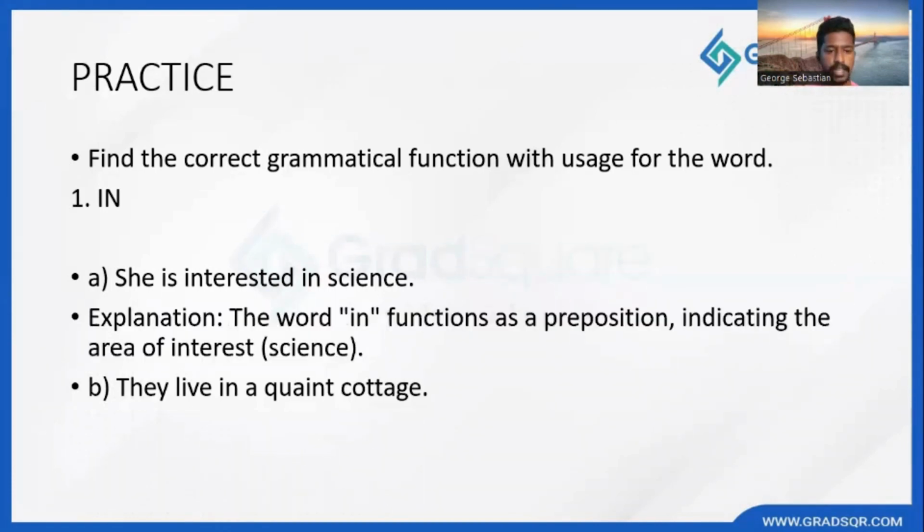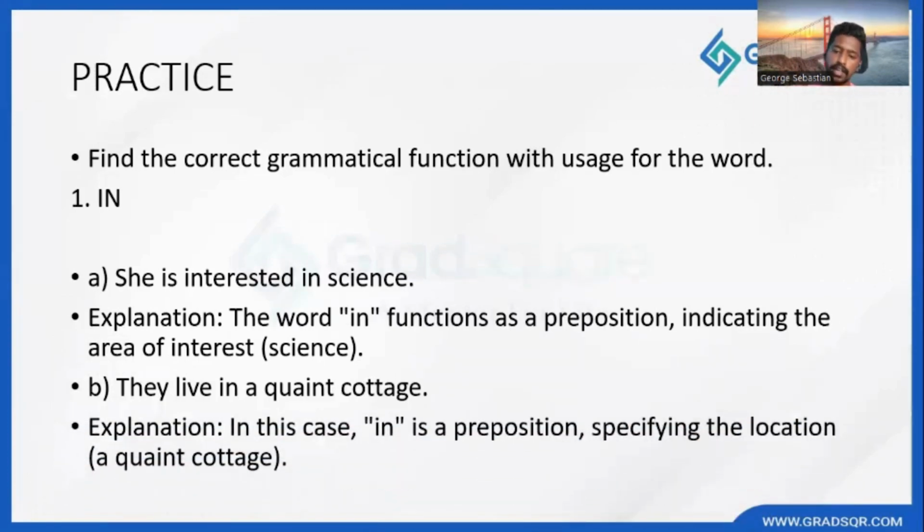So basically, I mentioned earlier that in is a very basic preposition. In the case of this particular sentence, which says she is interested in science, it is indicating the area of interest that this person has. So it functions as a preposition. And in the next sentence, we have, they live in a quaint cottage. So what can be the answer for this?